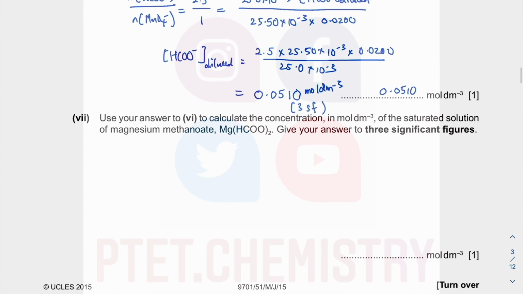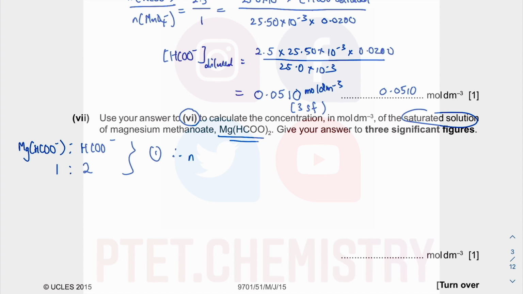So use your answer to part 6. This is part 7. Part 6 is this. To calculate the concentration of the saturated solution of the methanol. Remember earlier we have MgHCOO minus is to HCOO minus, one of these will give you 2 of these. So therefore, the mole of magnesium HCOO twice is equal to half. Well, I can show you. This is from the mole ratio.